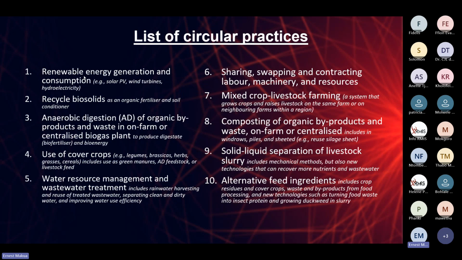And the other one speaks to the composting of organic byproducts and waste on a farm or centralized, which includes windrows, piles, and so on. This one is one of the questions that we still need to ask the farmers. We haven't yet asked them, but I think most of them, to a certain degree, are using it.